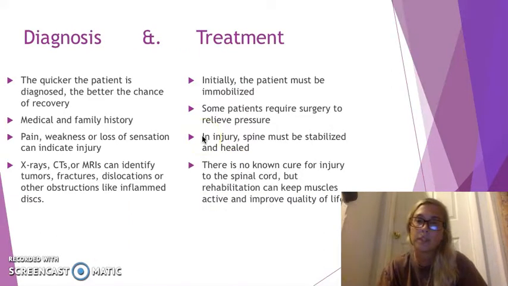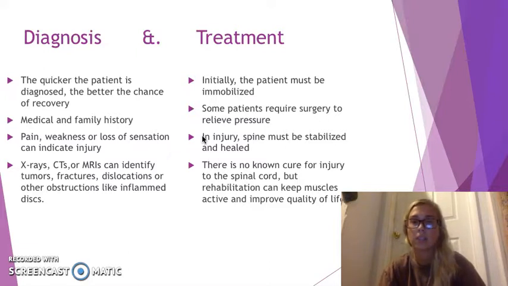So, diagnosis and treatment, starting with diagnosis. The quicker the patient is diagnosed, the better the chance of recovery. So basically, the less injury to the spinal cord, the better. And they should have a medical and family history known. Pain or weakness and loss of sensation can indicate injury. The best way to diagnose is through x-rays, CTs, and MRIs, MRIs being the most intricate. They can identify tumors, fractures, dislocations, or other obstructions like inflamed discs.